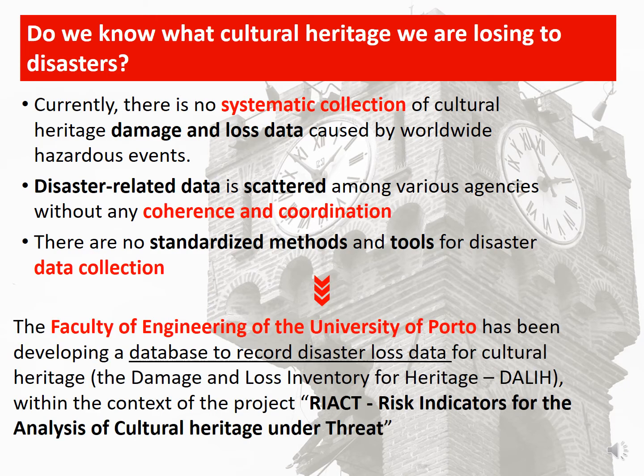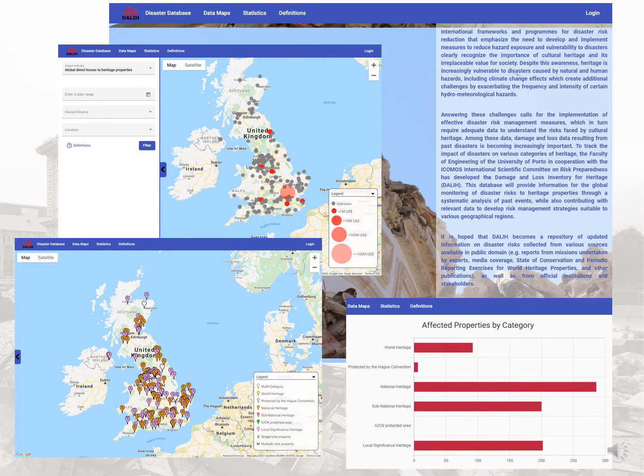To address some of these issues, we have been developing an online database to record disaster loss data from cultural heritage. This database, called DALI, which stands for Damage and Loss Inventory for Heritage, was developed in the context of the project REACT, Risk Indicators for the Analysis of Cultural Heritage Under Threat. The database is currently in the testing stage and will provide a framework to collect data on different types of disaster impacts to cultural heritage, giving access to this data.